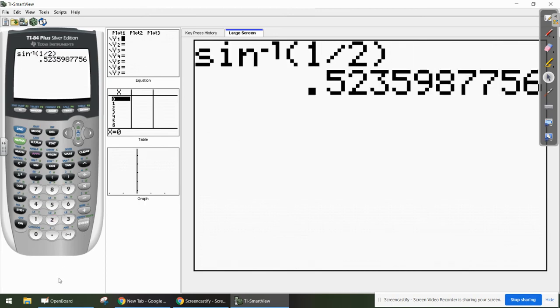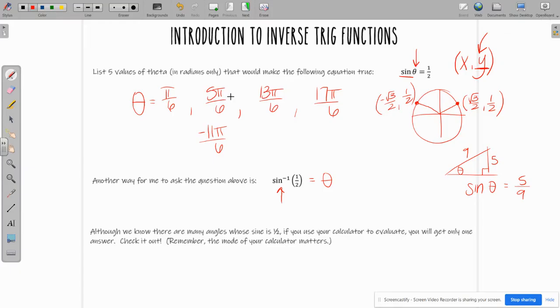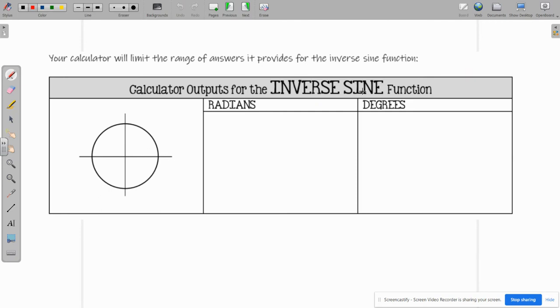And I get this decimal. So what is this equivalent to? Remember, we're in radians. And if I actually type in pi over 6, which was one of our options, pi over 6 has that decimal. So our calculator, even though we had all of these different options, tells us that our one correct answer is pi over 6. So what I want to talk about is the range of answers for the inverse sine function that your calculator is going to give you.